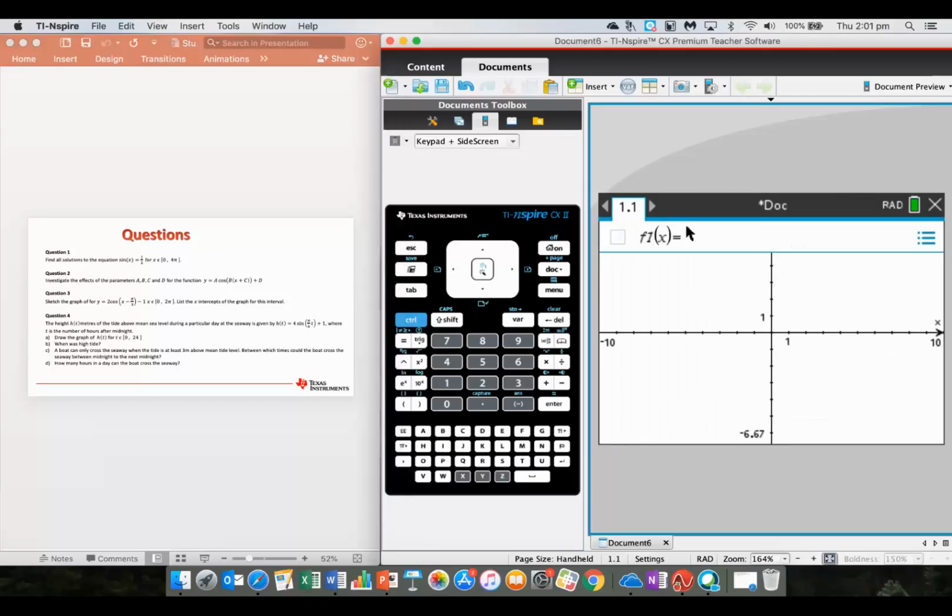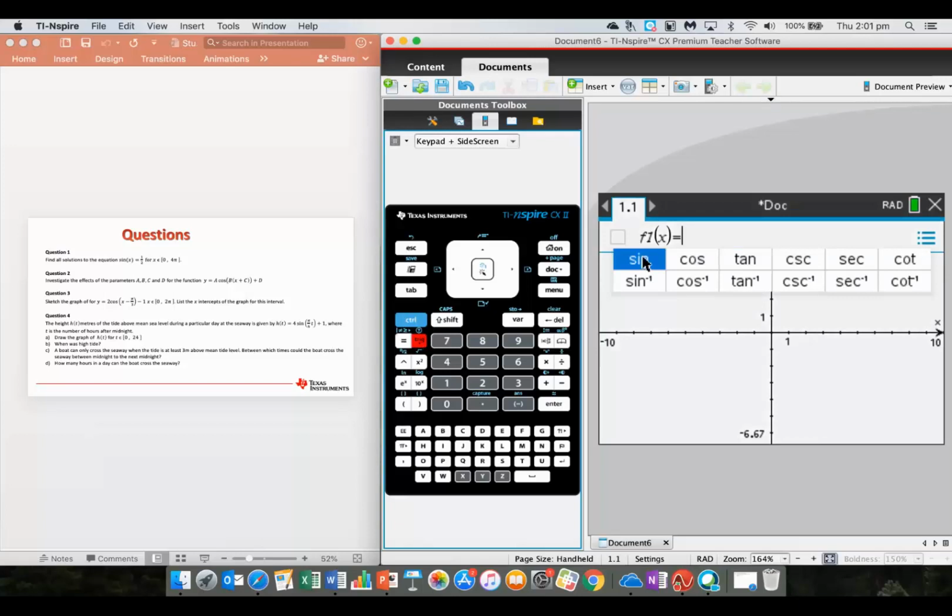Our first question, question 1, find all solutions to the equation sine x equals a half for the domain x is an element from 0 to 4 pi. So the way I'm going to approach this question is I'll start by drawing two graphs. The first graph I'm going to draw is the graph of sine x.